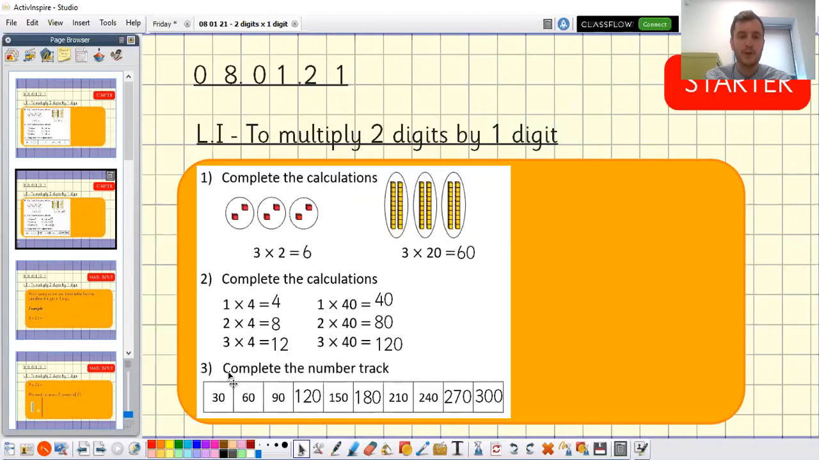And for the number track, it was increasing by 30 each time. So it goes 30, 60, 90, 120, 150, 180, 210, 240, 270, and 300. And if you knew your 3 times tables very well, we could use those to help us there because it's a bit like our 3s. 3, 6, 9, 12, and so on. And that's why those related facts are really important to help us with some of those larger multiplication questions.